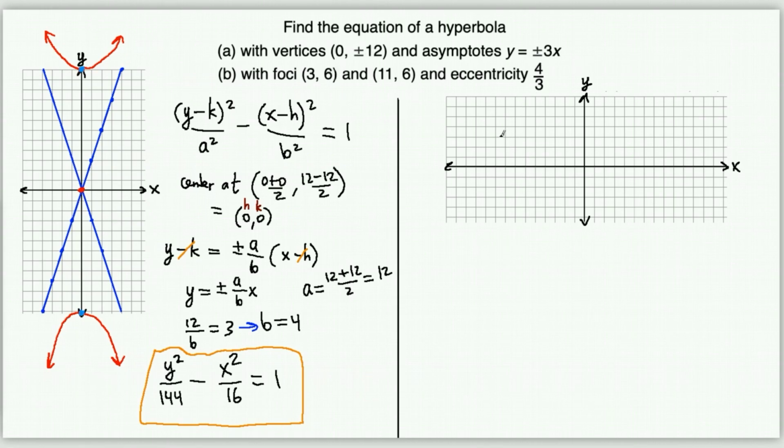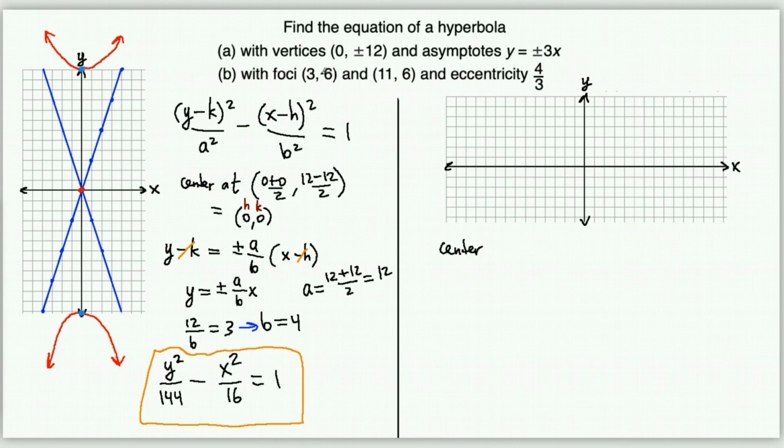Now in the second part, it's different pieces of information. We were given Foci coordinates, and we're given eccentricity, right? So it's going to be slightly different work. So the eccentricity is equal to 4/3. So let's first talk about the center.